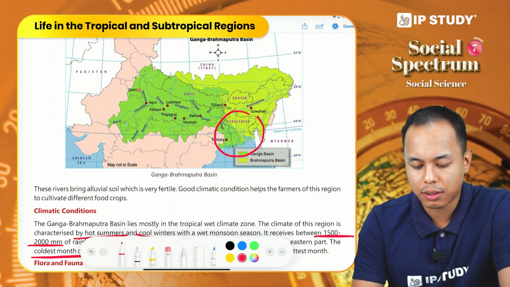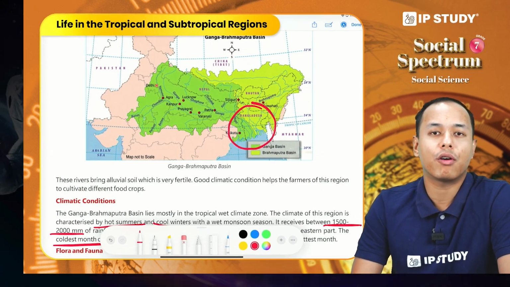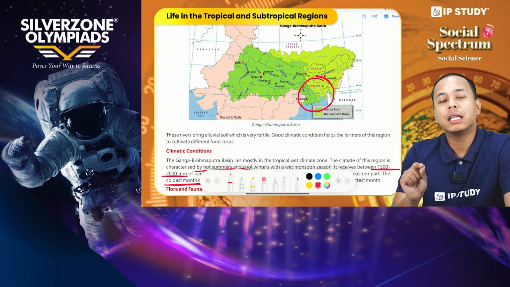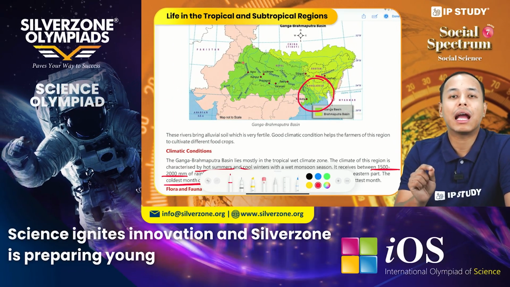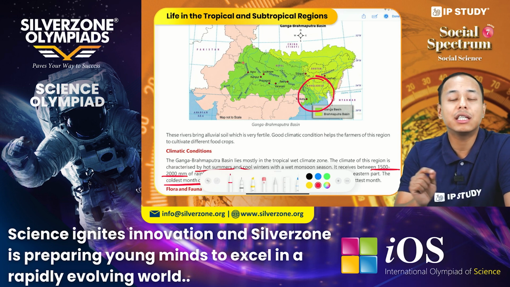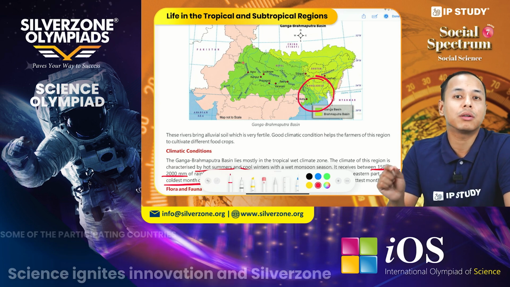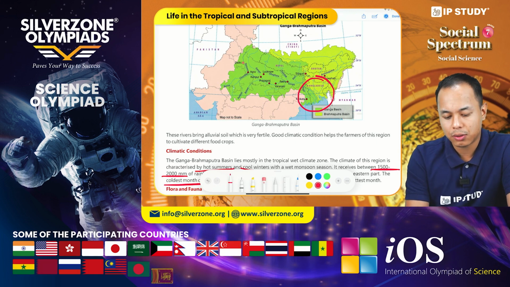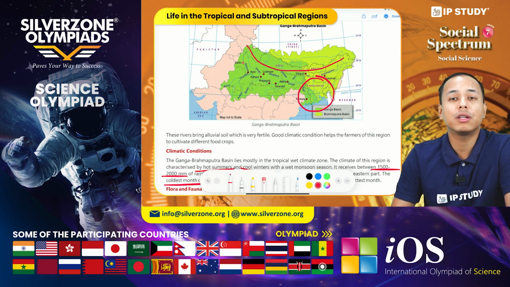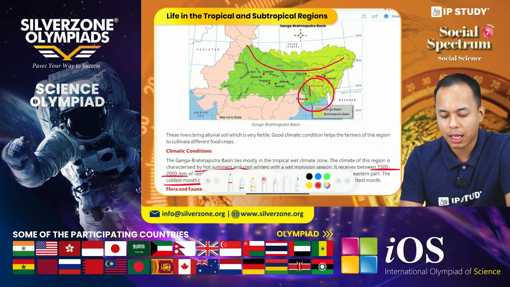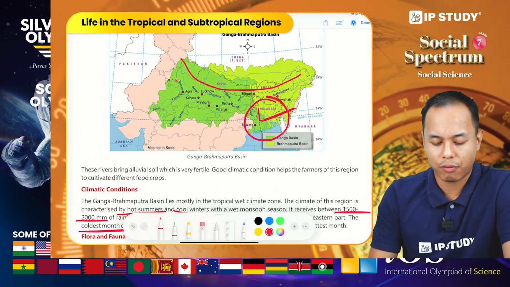When we talk about the Sundarban region, in this portion we mostly find mangrove forest. And in this forest, the Sundari tree is found in abundance. It is because of this Sundari tree that the delta has its name, the Sundarban Delta. So in the foothills we mostly find deciduous forest, and here we mostly find mangrove forest.